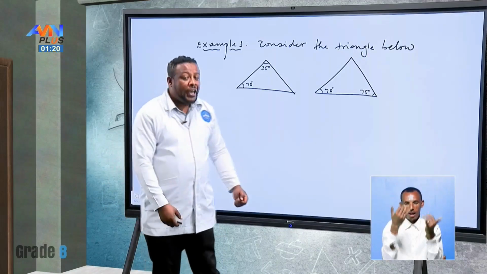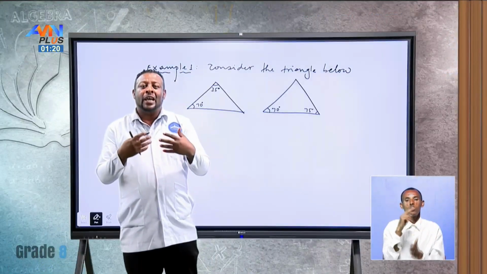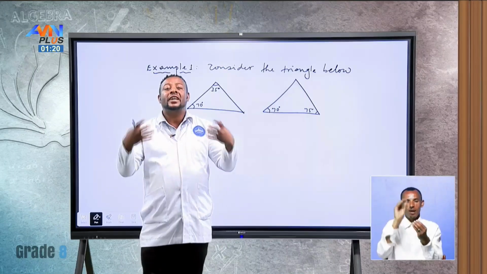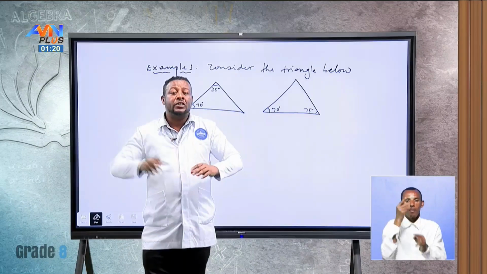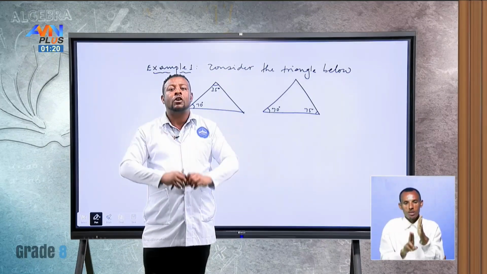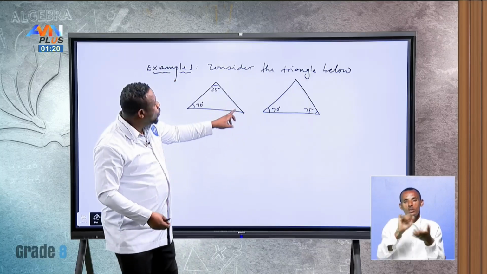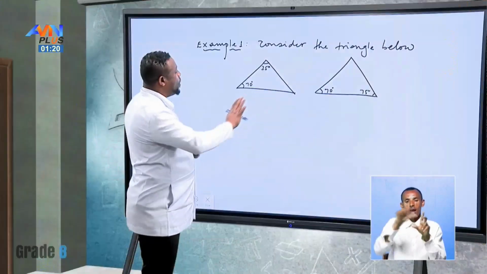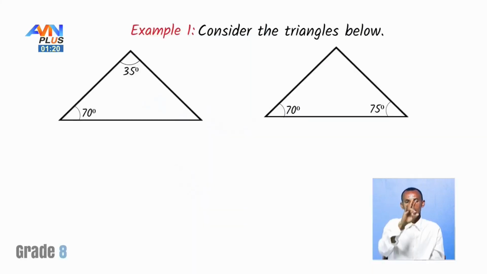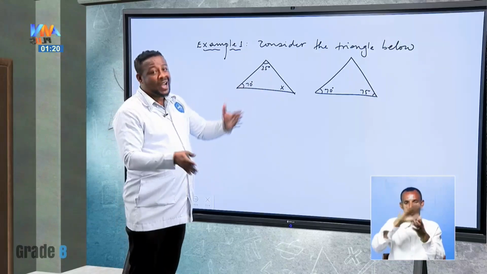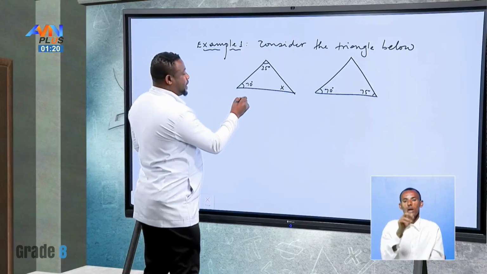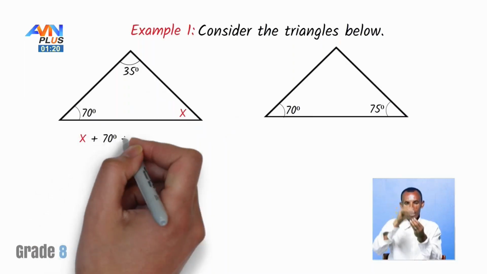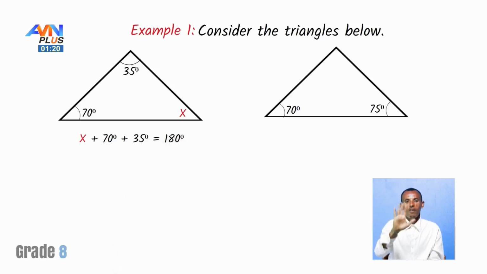Now here we need to apply the concept that the sum of the interior angles of a triangle is 180 degrees. We will prove this in the next unit. For the time being, let us keep this in mind so that we can find the third angle. Now, this is 70, this is 35. We don't know the third angle, say that is x, but the sum of all these three angles must give us 180 degrees. So x plus 70 degrees plus 35 degrees is 180 degrees.